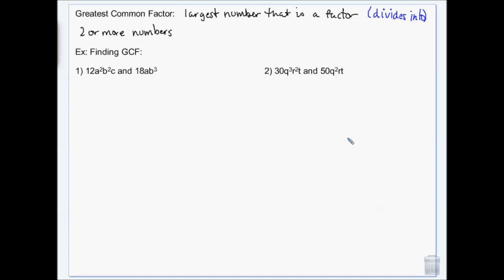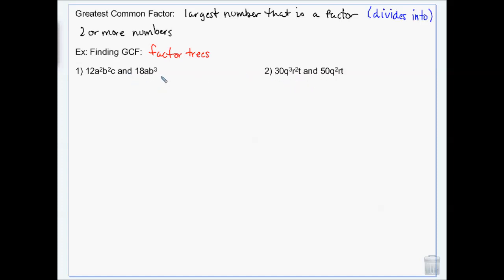So my favorite way to find GCF is factor trees. Sorry, that's not very pretty. I'll fix it. So it's a factor of 2 or more numbers? So it's the largest factor that will go into both numbers. Yeah. So like if I look at 12 and 18, 2 is not the greatest common factor. 2 will go into both of them, but it's not the largest.